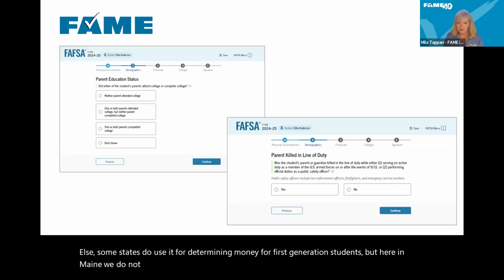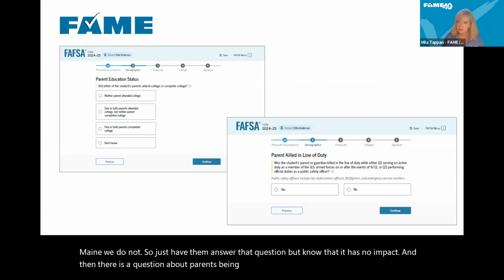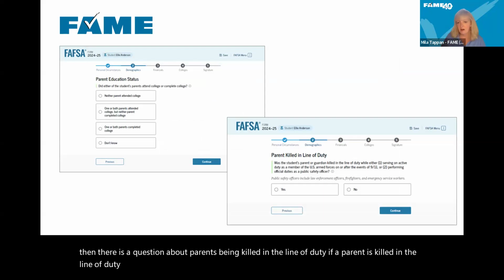So just have them answer that question, but know that it has no impact. And then there is a question about parents being killed in the line of duty. If a parent is killed in the line of duty, it potentially opens up Pell Grant eligibility, even for families who financially would not otherwise be eligible for a Pell Grant.